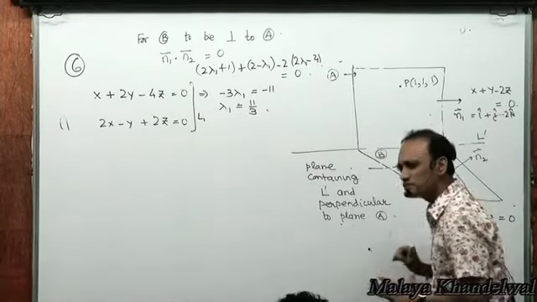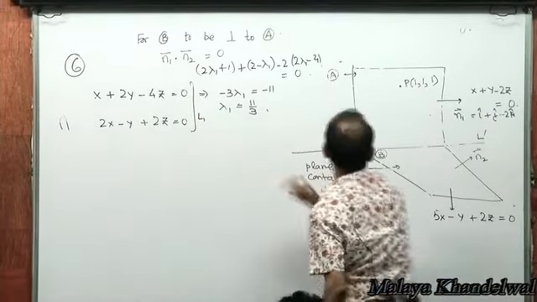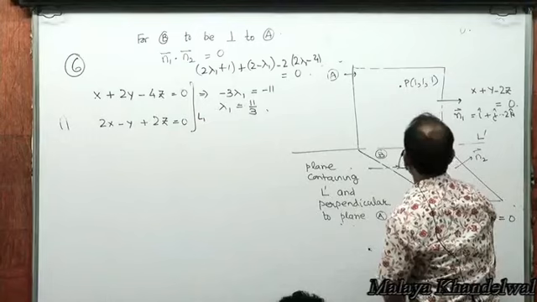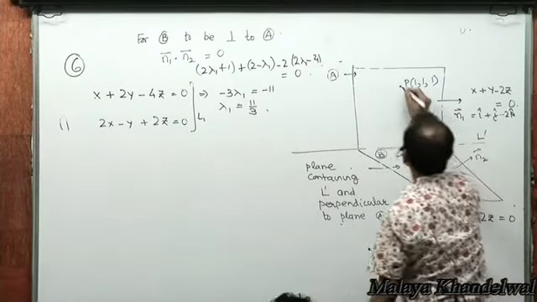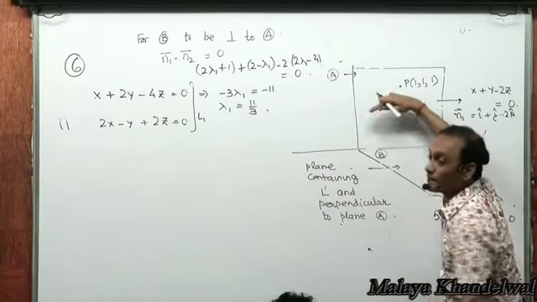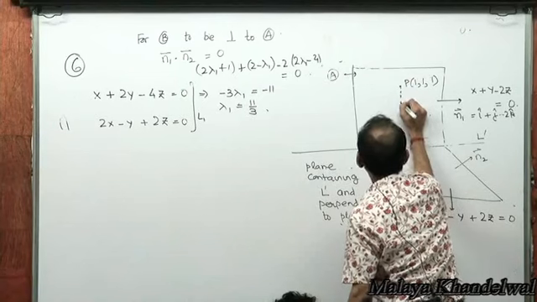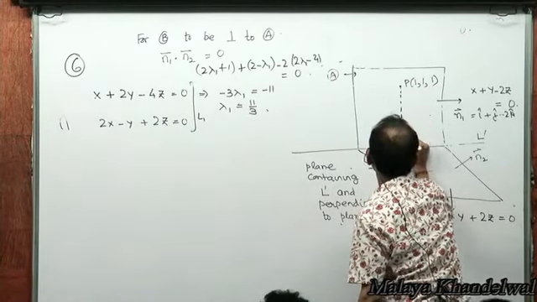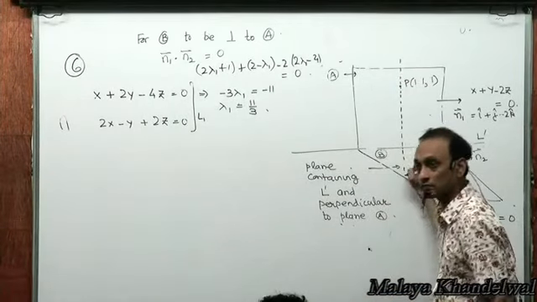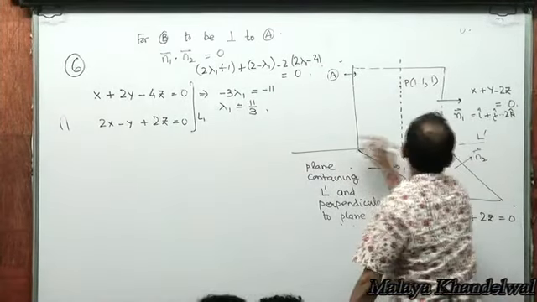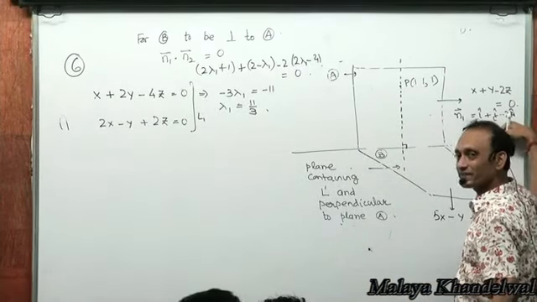What am I trying to do here? This is the line L prime. This combination is this line L prime. And this plane B is perpendicular to plane A. Right? I'm seeking to find the equation of a line passing through P. This is the line whose equation I'm seeking, passing through P and perpendicular to L prime.